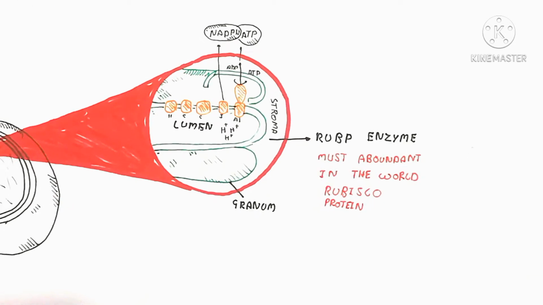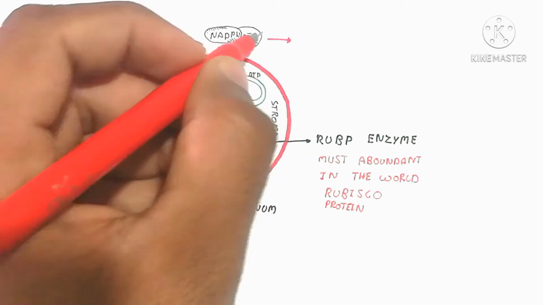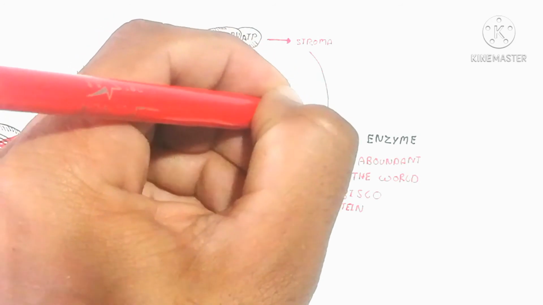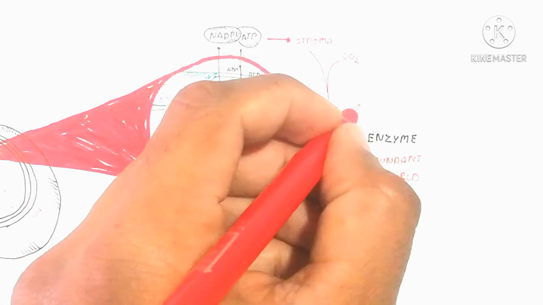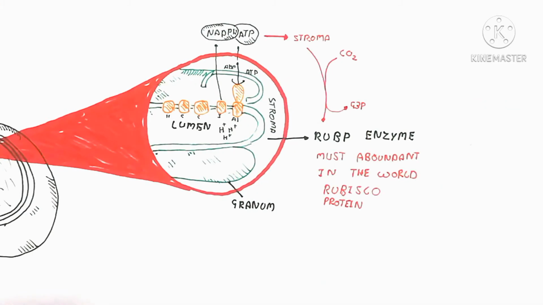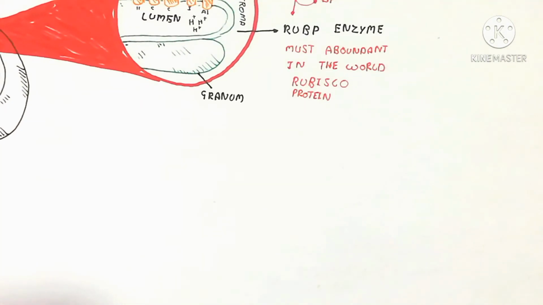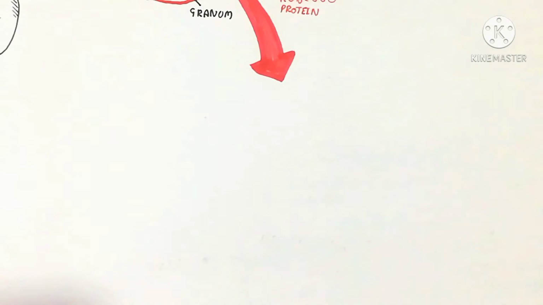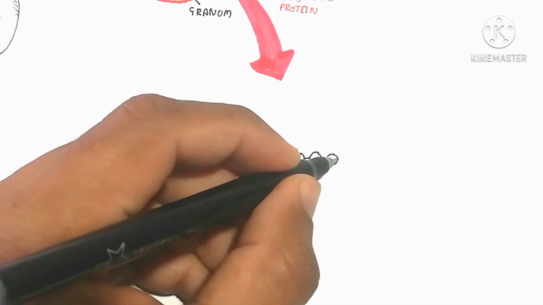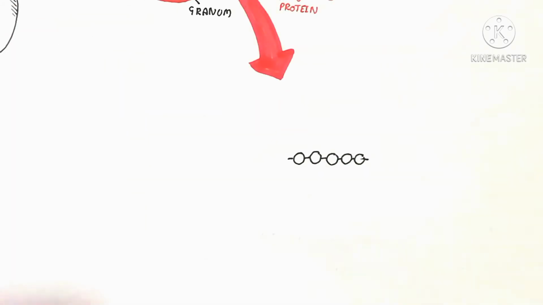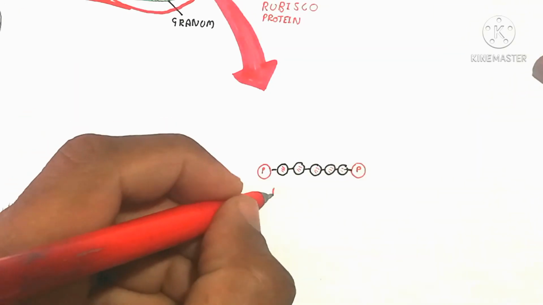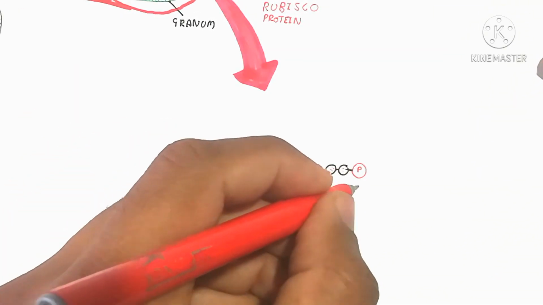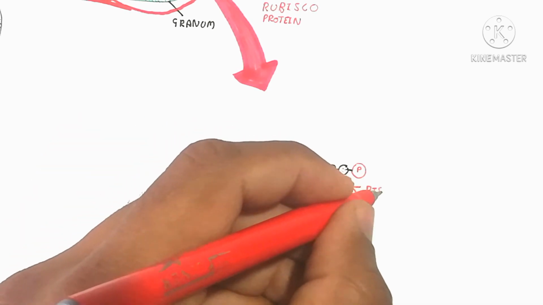So here the RuBP enzyme, Rubisco, the most abundant enzyme in the world, is present in the stroma, and it is used for the fixation of carbon dioxide and converting it into glyceraldehyde 3-phosphate, which is the precursor of sugar. Here we will discuss the stroma, which is used for the Calvin cycle. The Calvin cycle is the dark reaction, not light dependent, but it depends passively because NADPH and ATP are used for it.